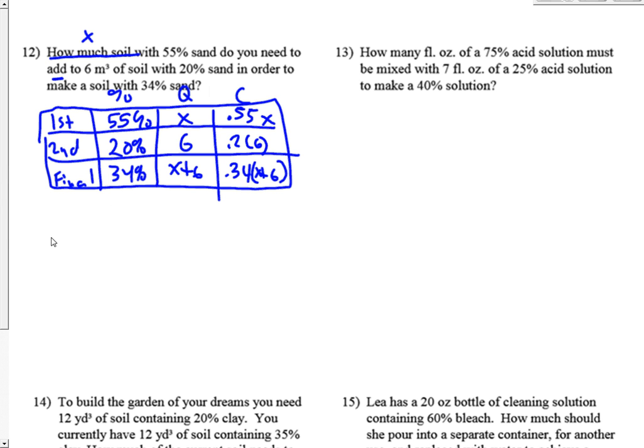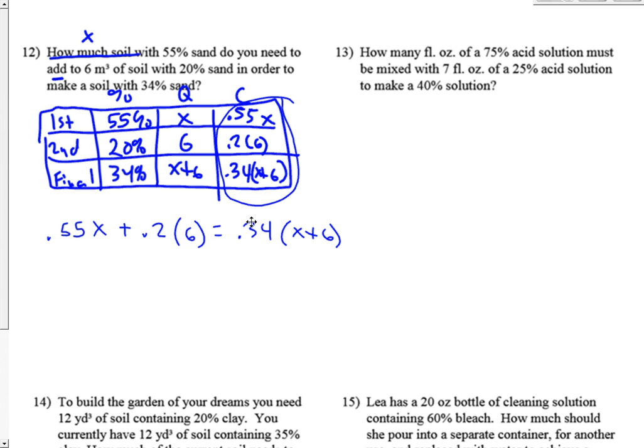So then we write our equation. We have 0.55x, and that's all coming from right here, plus the 0.2 times 6 is equal to 0.34 times x plus 6. And now we distribute here, multiply the 0.2 times the 6, and then we will solve this. So we get 1.2, and 0.34x plus 2.04.